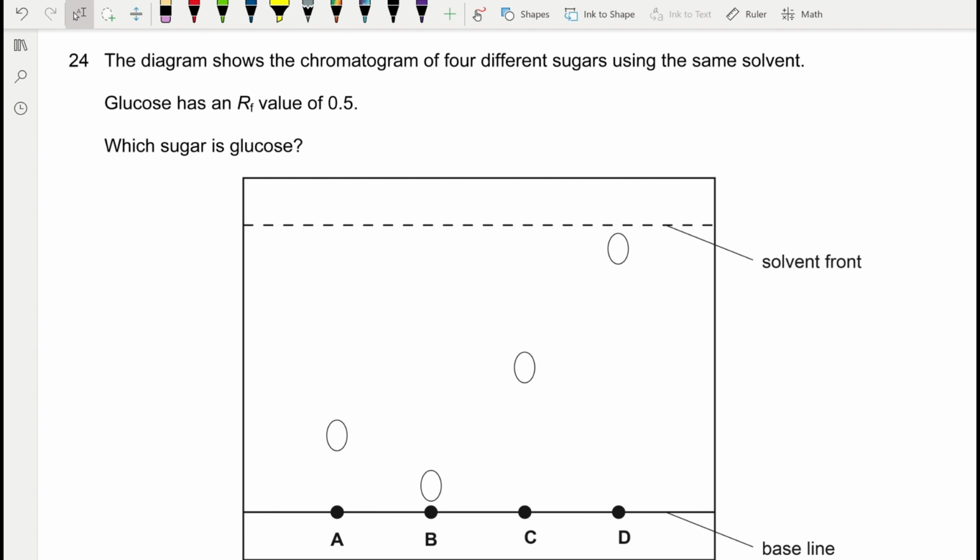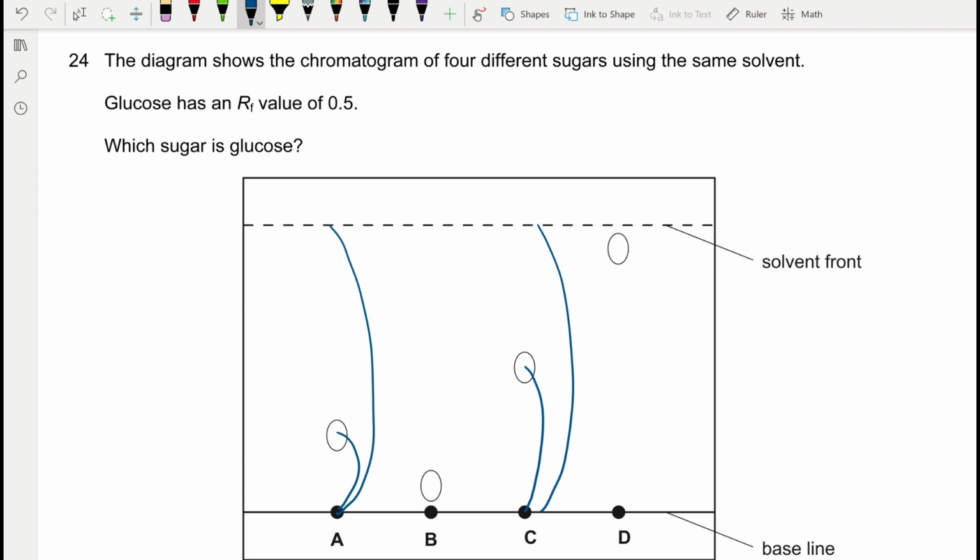Question 24. The diagram shows the chromatogram of 4 different sugars using the same solvent. Glucose has an RF value of 0.5. Which sugar is glucose? To remind you, RF value is the distance traveled by the substance divided by the distance traveled by the solvent. So if the RF value is 0.5, the distance traveled by the substance must be half the distance traveled by the solvent. In this case, the one that is half is C. This distance is half that, so the RF value must be 0.5.